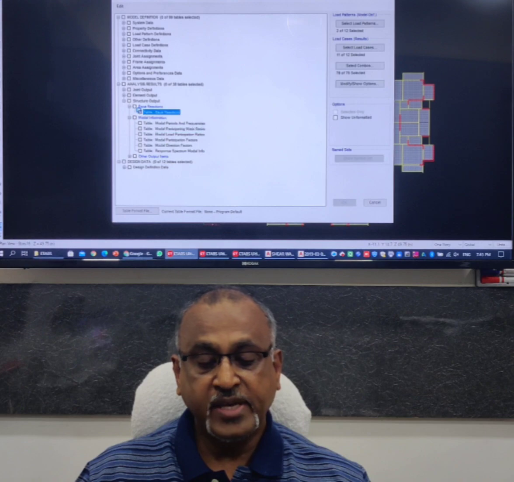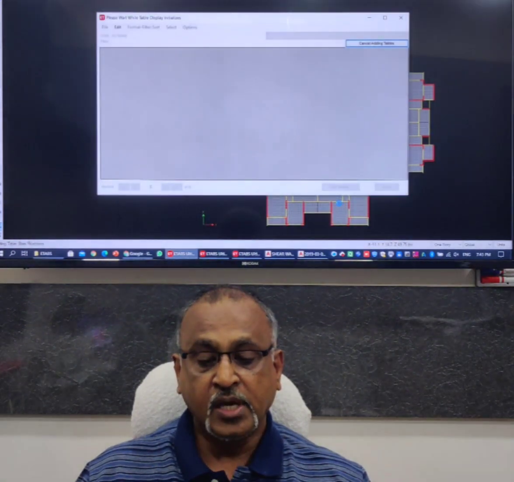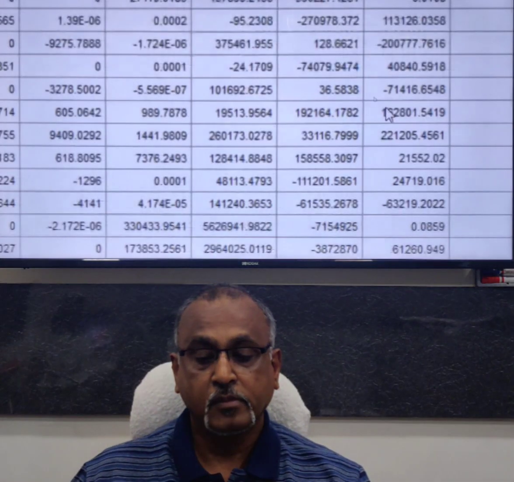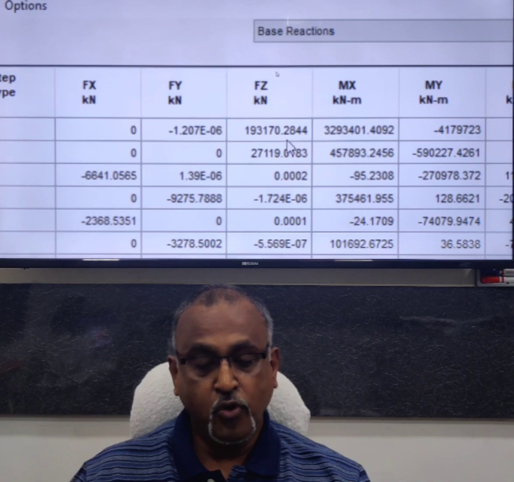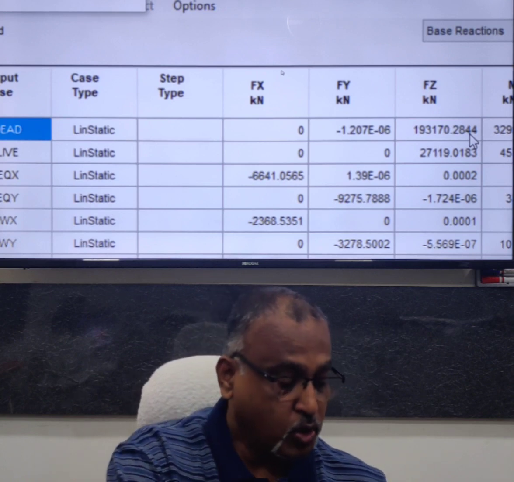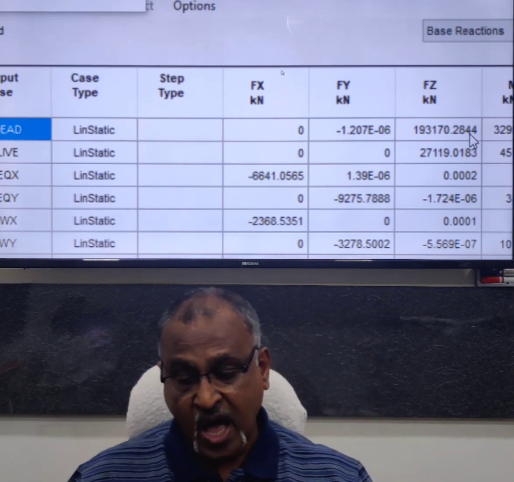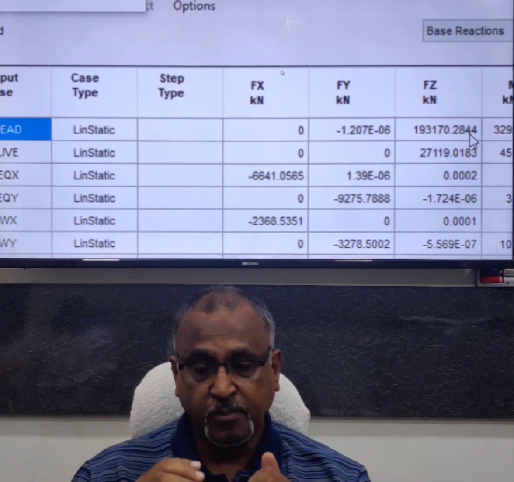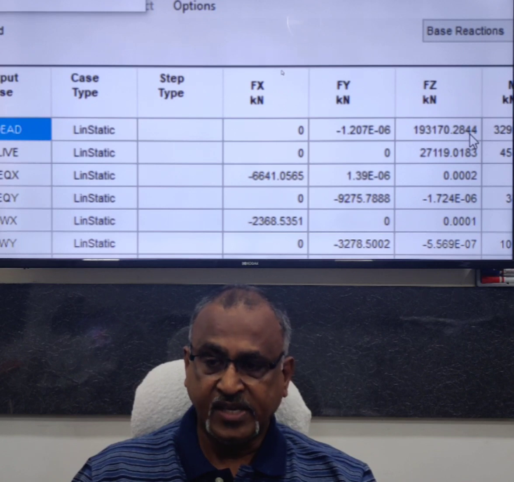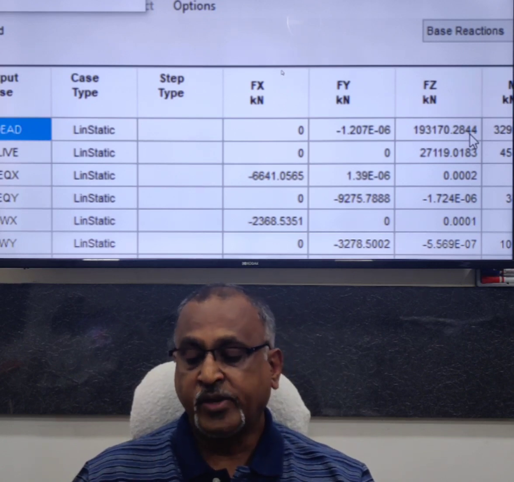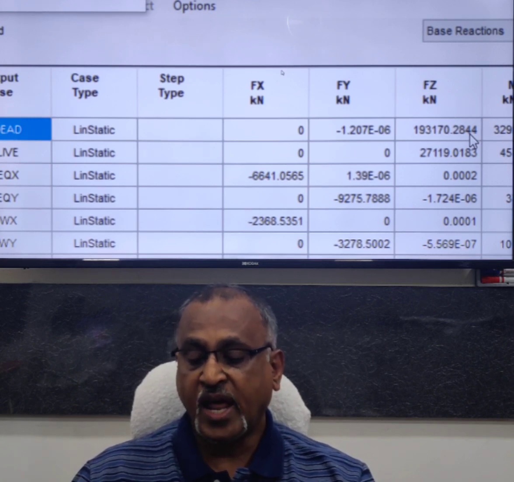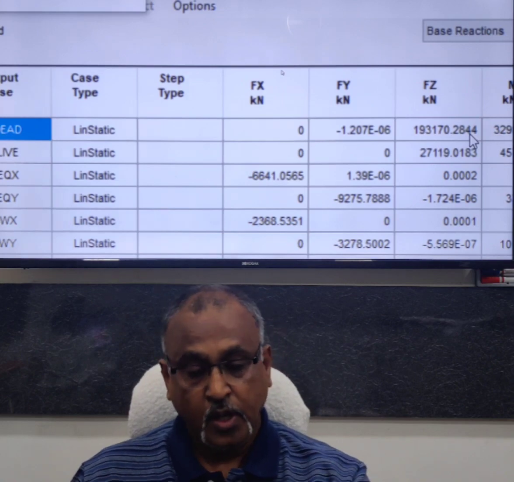And now if I see the base reactions, then you can notice here the FZ force for dead load case, it is 193170. This is after we have improved the structural behavior. We have added some wall, but at the same time we have reduced the wall thicknesses where it was not necessary, and my total weight of concrete in that structure, dead weight of the concrete, it is 193170 kilonewtons.